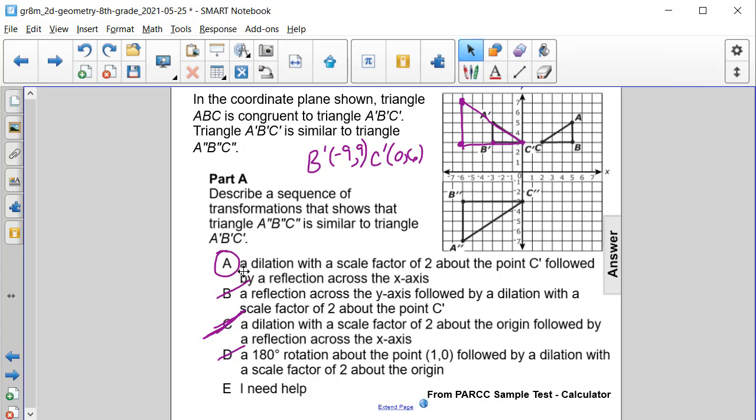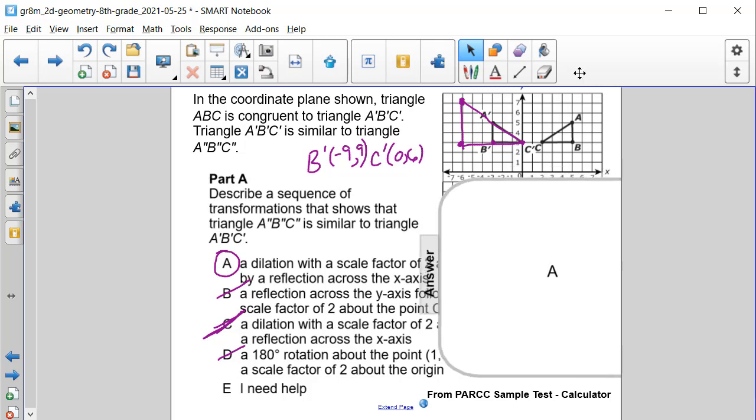So it went through a dilation with a scale factor of 2 about point C prime, followed by a reflection across the x-axis. Answer choice A.